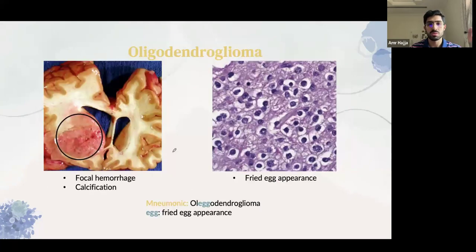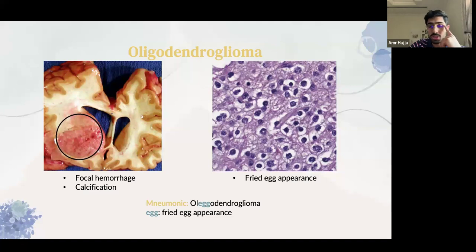Now let's move on to oligodendroglioma, the second tumor that happens in adults, which is basically a tumor of the oligodendrocytes. Now it is characterized by its focal hemorrhage and calcification. I honestly don't expect you to know that. I'm not sure if they do, but it's hard to remember that, okay, this is basically hemorrhage and calcification. It might be important, it might not, but the most important thing about oligodendroglioma is its histopathology.